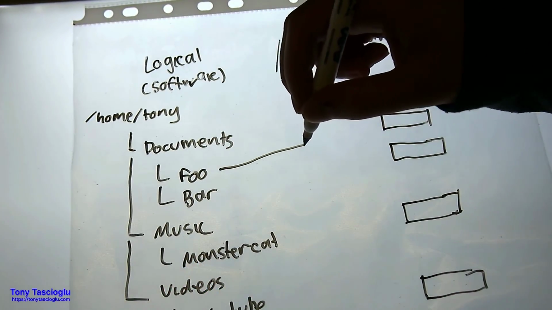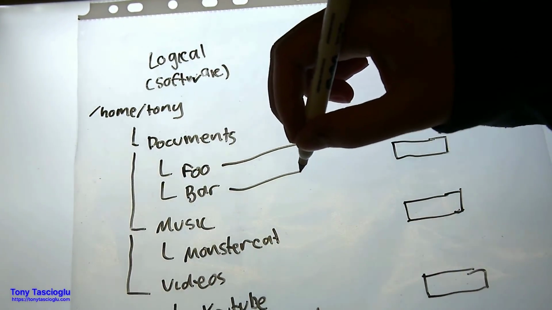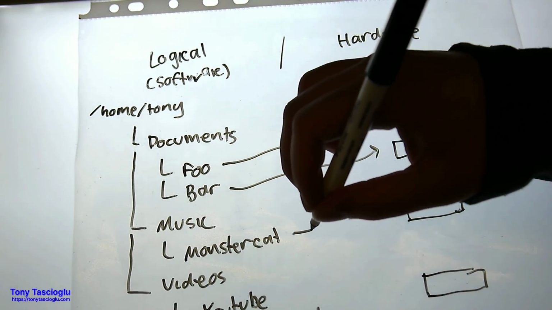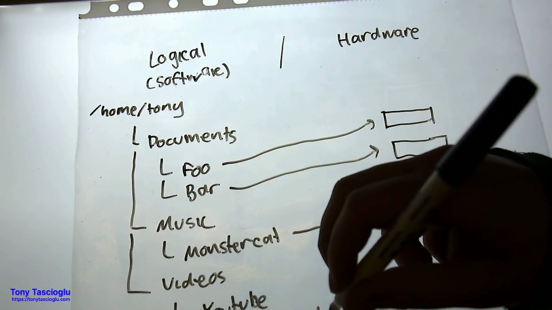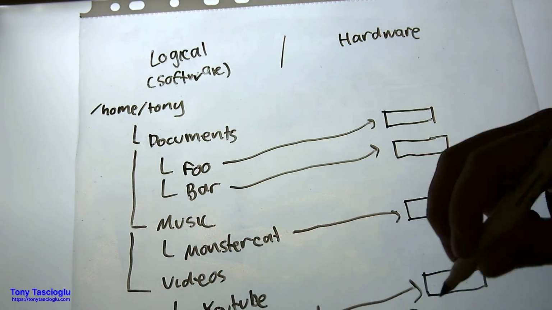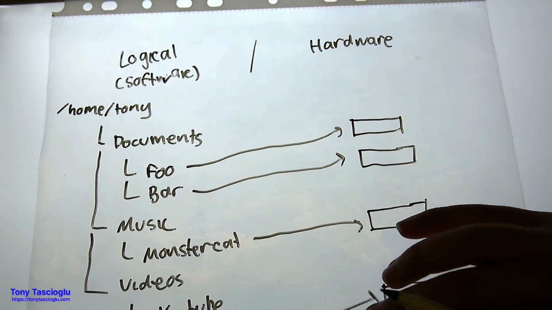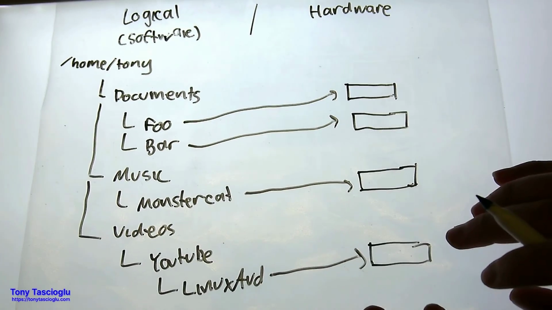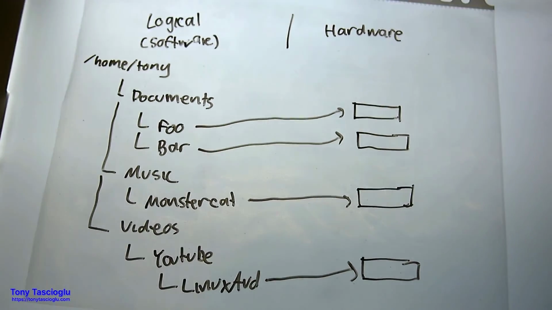So my file foo is actually going here. Bar is actually here on the drive. Maybe my Monstercat MP3 is here, something like Tristam and Braken. And my Linux audio WebM file is going to be here. My apologies for constantly moving this piece of paper.